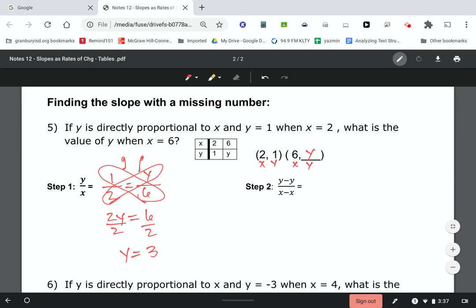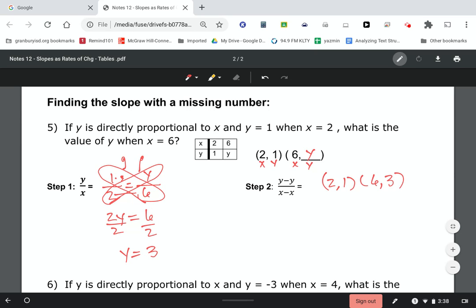A lot of people do this differently. You can also look across here. 2 times what is 6? That's 3. So 1 times 3 would give you 3. Remember, we are still needing to find the slope. But what we had to do first was find this missing number for the ordered pair. So we have an ordered pair now of 2, 1, which hasn't changed. But now we can say it's 6, 3.